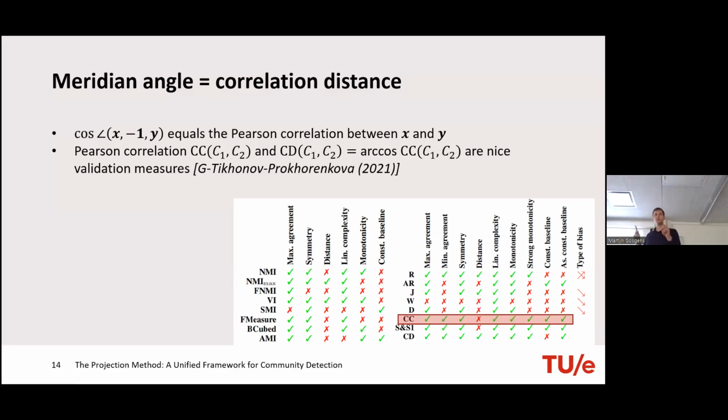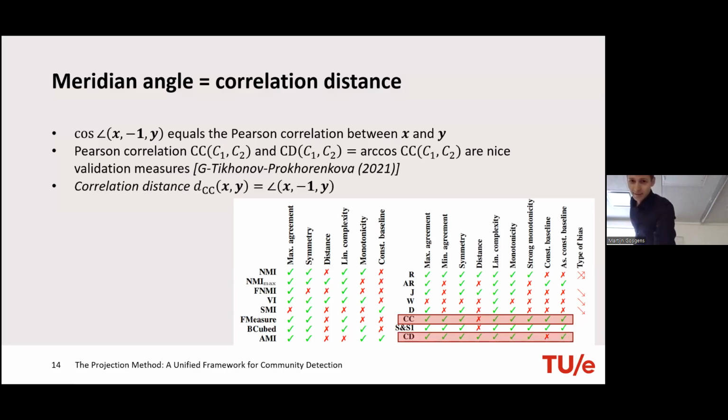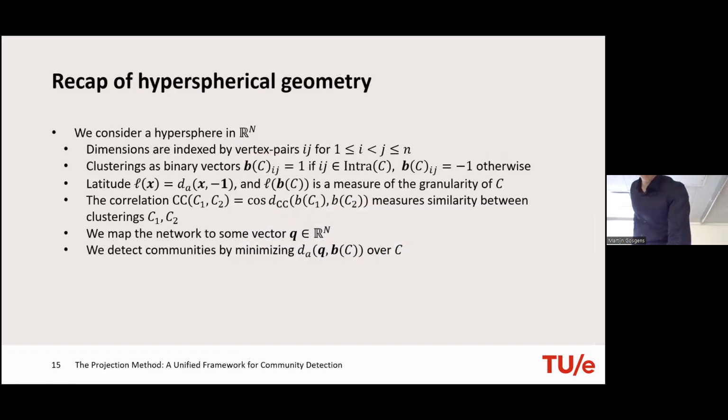If you have 2 clustering vectors, then this angle that the meridian makes is like a dissimilarity measure of how similar they are. That is why we call this angle that the meridians make the correlation distance between these 2 vectors. And so we will use this correlation coefficient or correlation distance as similarity measures between partitions over here.